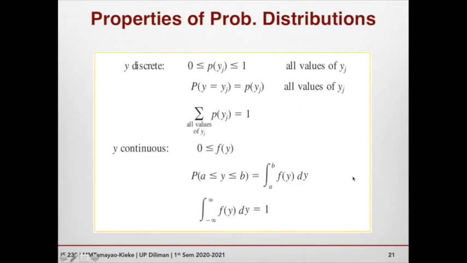For continuous random variables, f of y takes on a value greater than or equal to 0. And the function p of y within the range a and b is equal to the integral of f of y dy from a to b. That means that the probability of y taking a value within the interval a and b is the area under the curve between a and b. And lastly, the integral of f of y dy from negative to positive infinity is 1.